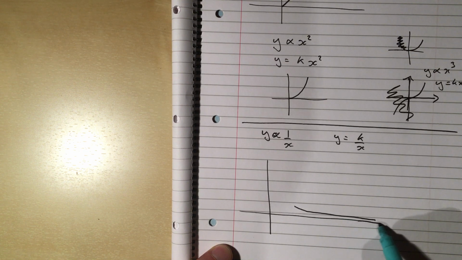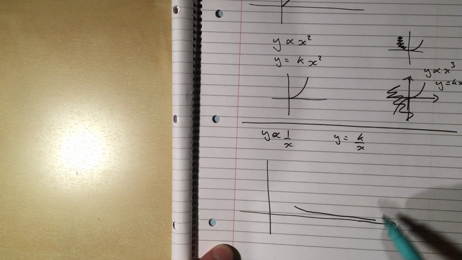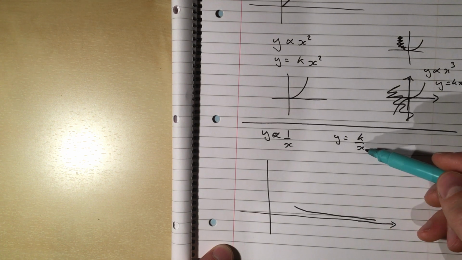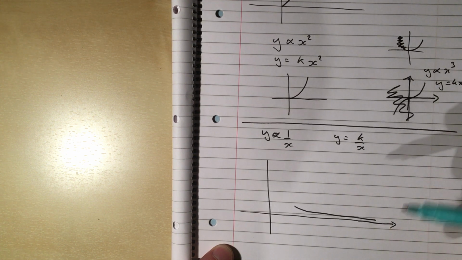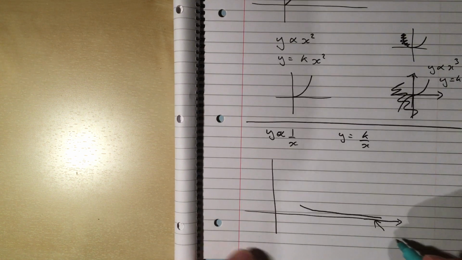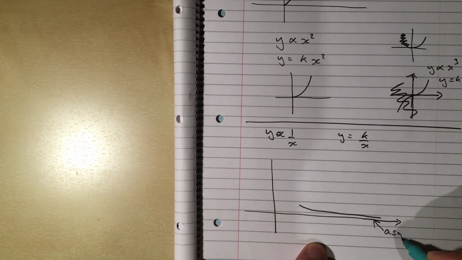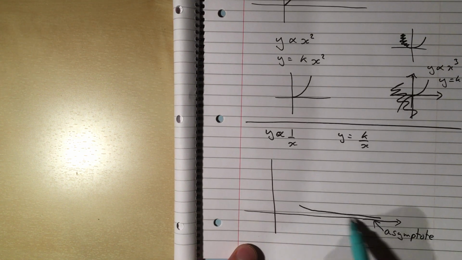So it does this. Now we never actually get to hit the x-axis, because you can't do k divided by something and actually get a 0. You just get smaller and smaller numbers. So if you've not met that idea before, it's called an asymptote. This curve gets closer and closer to this line, but never actually hits it. So we call it asymptotic. We say this line is an asymptote.